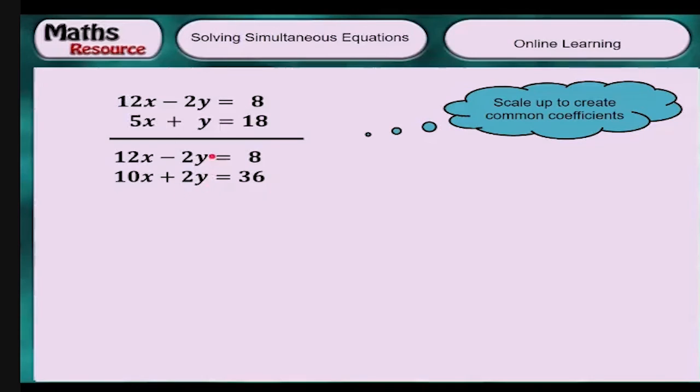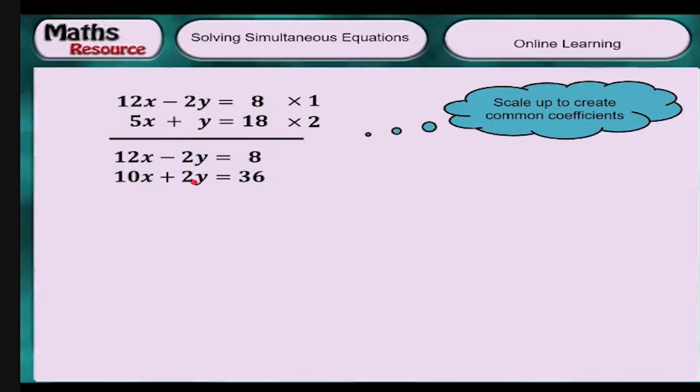Now, can you see how I've got the same coefficient for the y's? So I've times the first one just by 1. I've times all of the second one by 2. You don't have to times them both by the same number. We only have to do it once. Now this is because we're working in proportions. Because I've times everything on here, we're still going to get the right answer. So I've got 10x plus 2y equals 36.